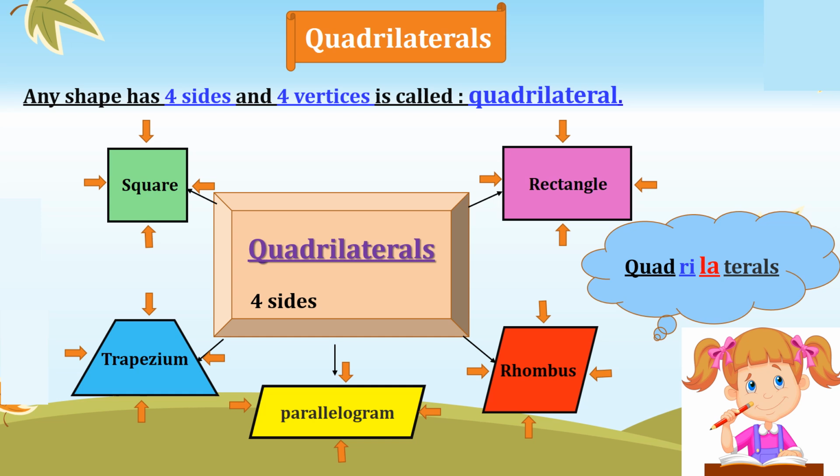All of them have 4 sides and 4 vertices. Let's see the vertices together. 4 in square, 4 in rectangle, 4 in trapezium, and 4 in rhombus, and 4 in parallelogram. So all of them are called quadrilaterals because they have 4 sides and 4 vertices. So any shape that has 4 sides and 4 vertices is called a quadrilateral.